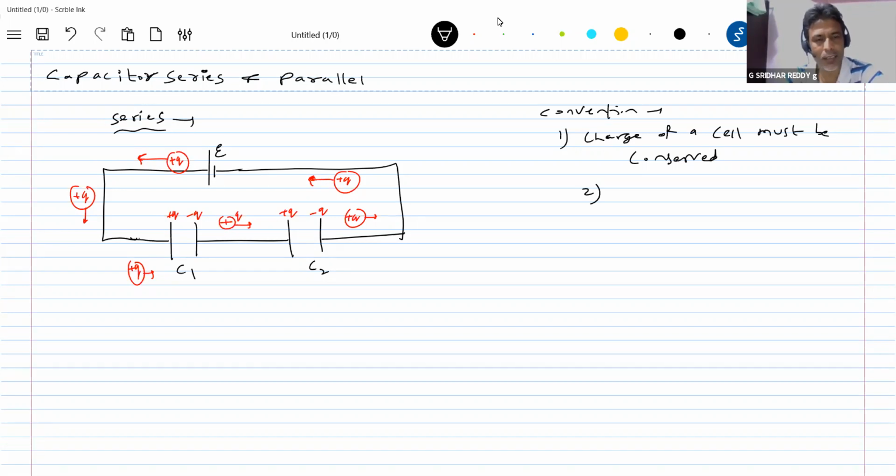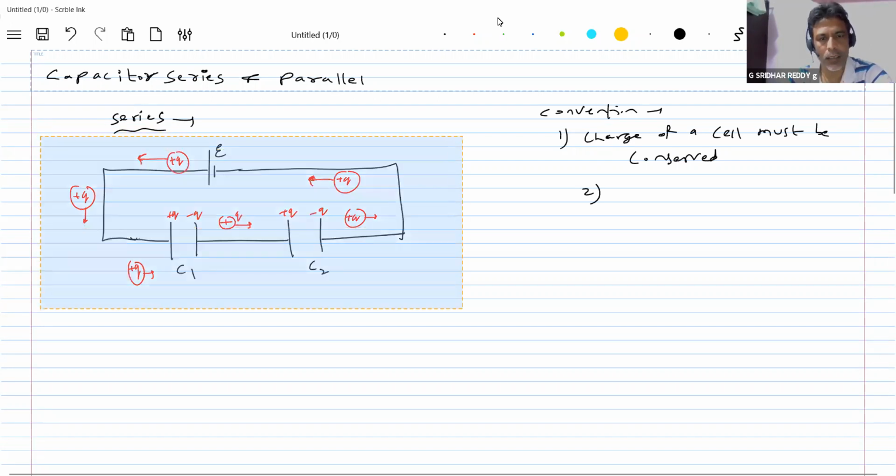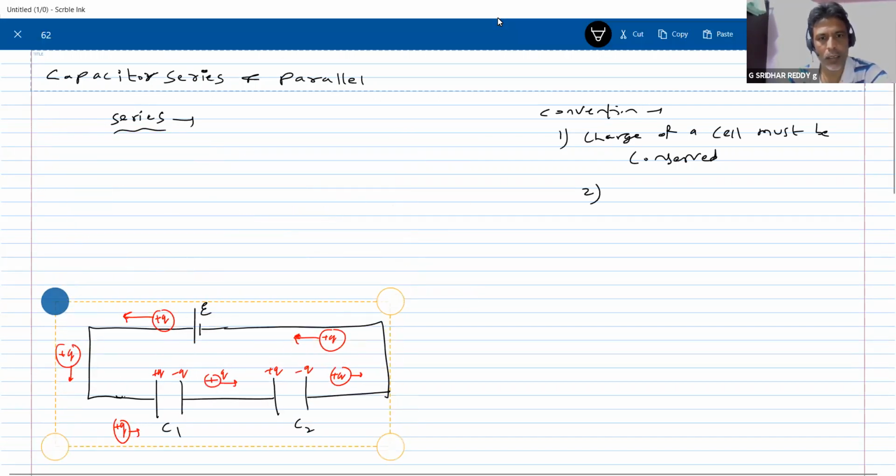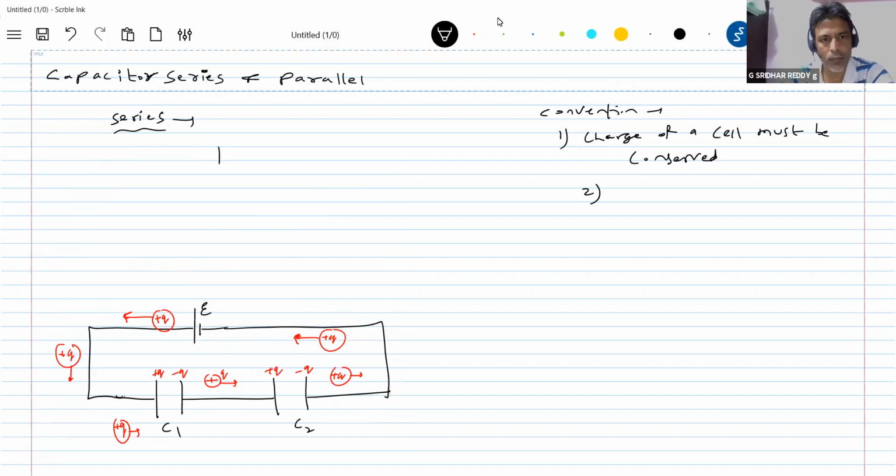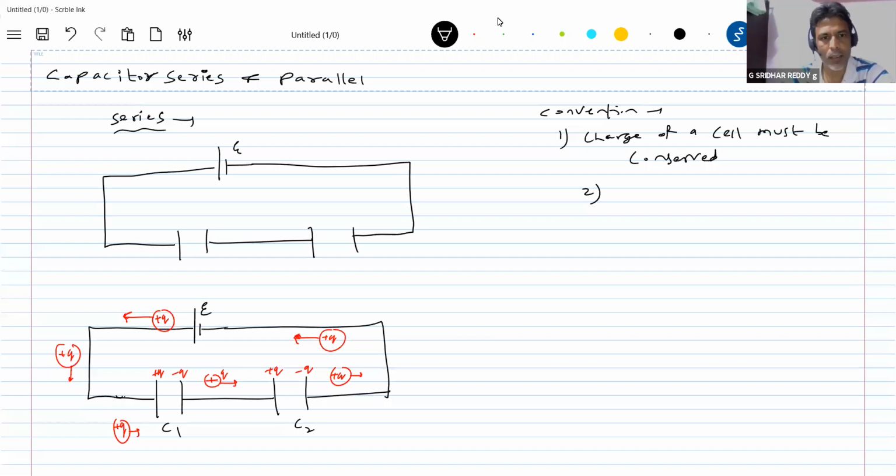And you look at this, the same circuit. One condition I had to explain. So there's a capacitance C1, C2. Look at this very carefully. Charge of a cell must be conserved. What charge left the positive terminal, that much should enter the negative terminal. The positive charge plus Q left the positive terminal, so that much charge should enter.